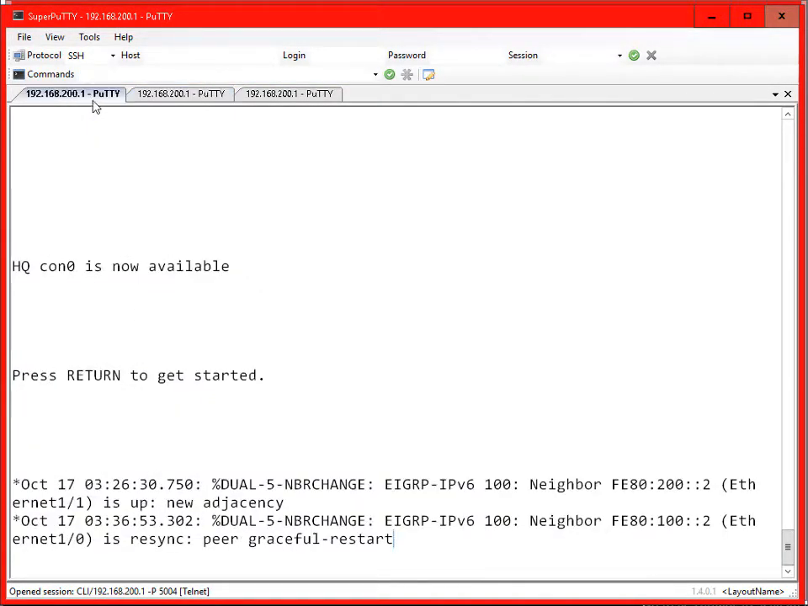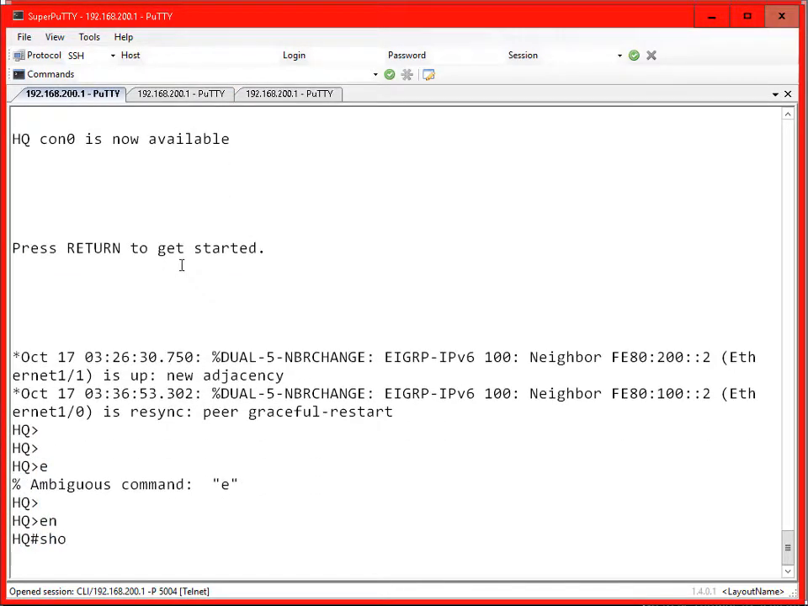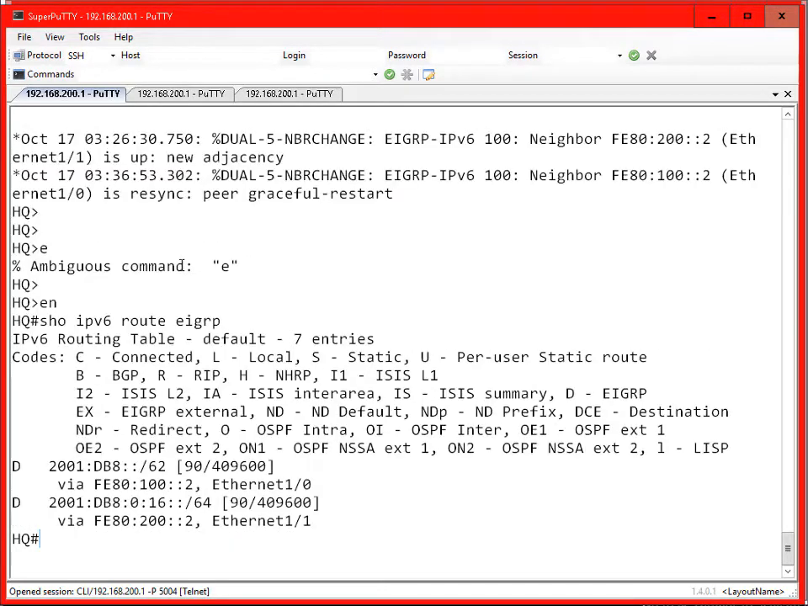And then if I go to my HQ router, I'm going to see that route specifically, show IPv6 route eigrp. And we see that summary route right here coming in with an administrative distance of 90. The next hop is FE80::100:2. And yeah, we're good to go. All right. Same concepts, just slightly different syntax. I keep saying the same thing over and over again, but it's just really an important point.